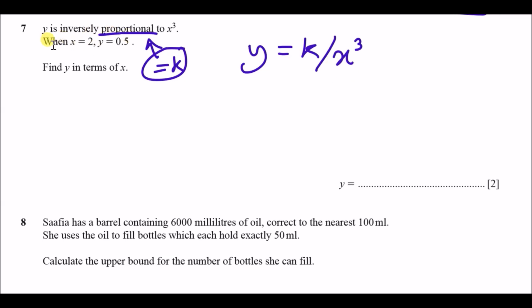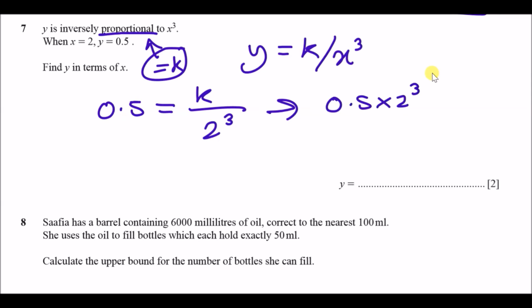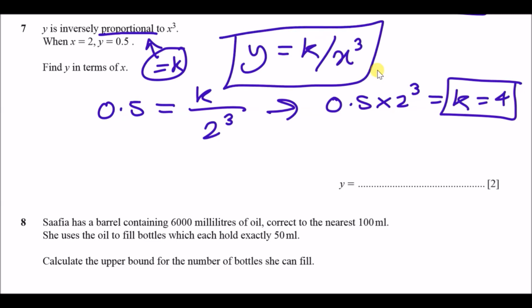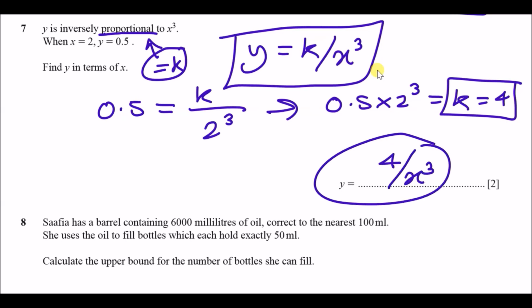Now the next line is, when x equals 2, y is 0.5. Let's go ahead and plug this in so we can find the value k. So we can have y, which is 0.5, equals k over 2 cubed. Now to find k, just times 2 cubed across. So you go 0.5 times 2 cubed equals k. Putting it on your calculator, you're simply going to get 4. So k equals 4. Now this is good because the question wants us to find y in terms of x. Well, we had it over here, but the problem is you had the letter k. So now you know k is 4. It's going to be y equals 4 over x cubed. And that's the equation they want.